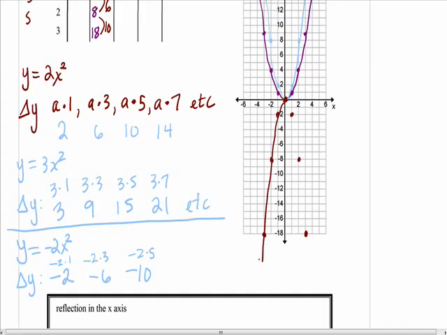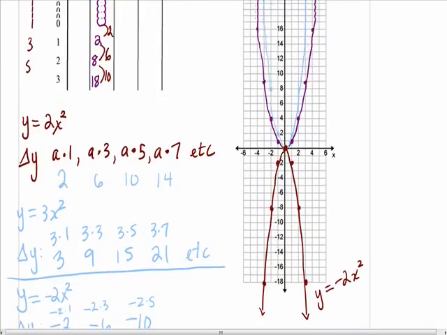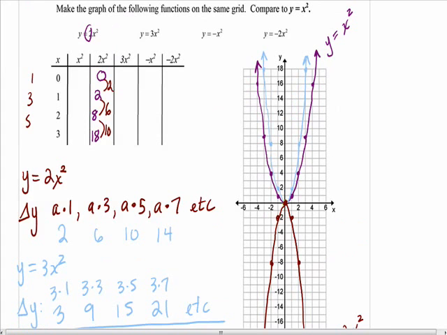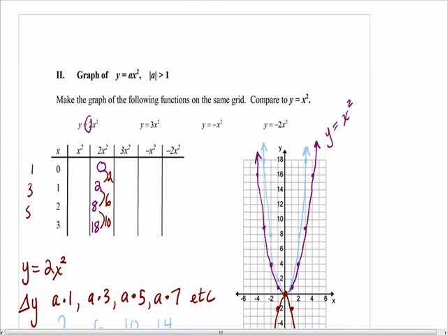There's my graph, my parabola, for y equals negative 2x squared. So we can notice several things. First off, for these values of a, what happens to the graph as the absolute value of a gets bigger? We've only done 2, but compared to the parent function, what happens to it? Yes? The graph gets smaller. Yeah, it gets skinnier. So as the absolute value of a increases, the graph gets skinnier.